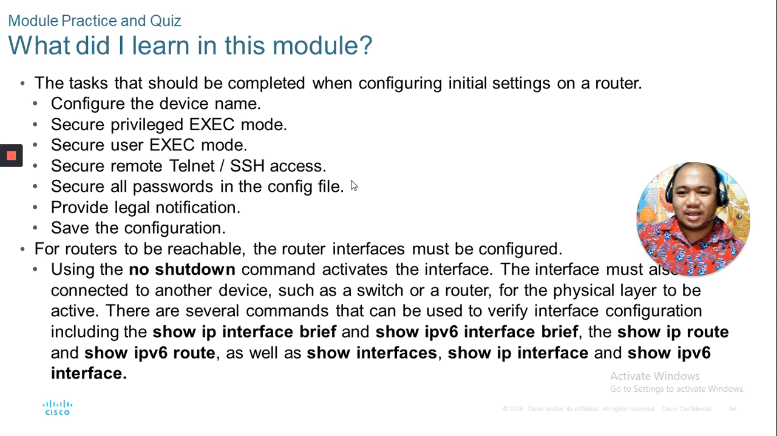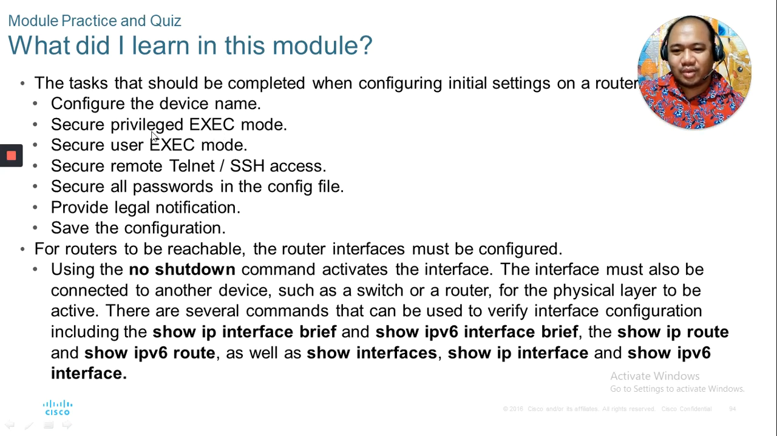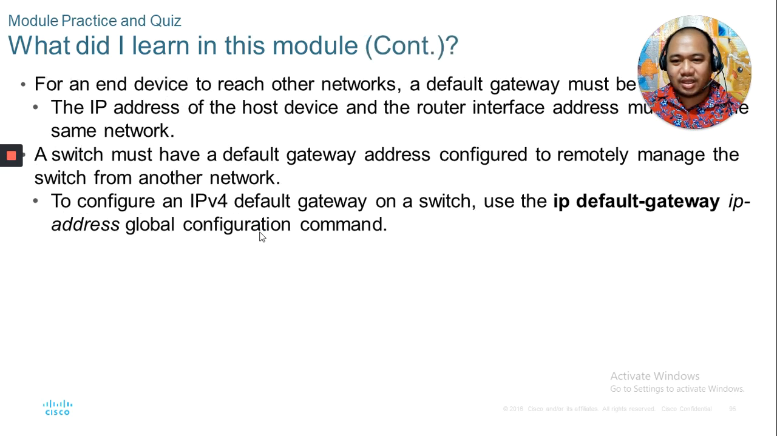What we have learned today is how to configure the device, the same as the switch we configured before. We configured the privilege, the console, and the virtual terminal line password using Telnet and SSH. Use no shutdown to turn on the interface, and show IP interface brief or IPv6 interface brief to view the IP address of the interface. Show IP route lets you see the connected routes on your router, and show interfaces, show IP interface and show IPv6 interface view some information on your interface.